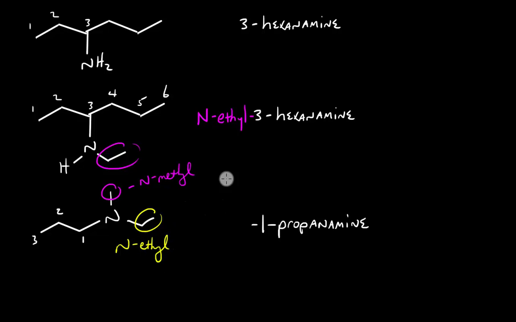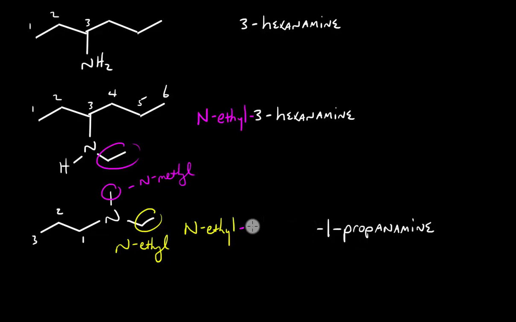And so then the last question is, how do we want to order them? Again, we're going back to, if we have multiple substituents, you want to order them in alphabetical order. In this case, ethyl versus methyl, ethyl is going to come first. And then after the ethyl, we're going to have our methyl. So overall, the name of this molecule would be N-ethyl-N-methyl-1-propanamine.